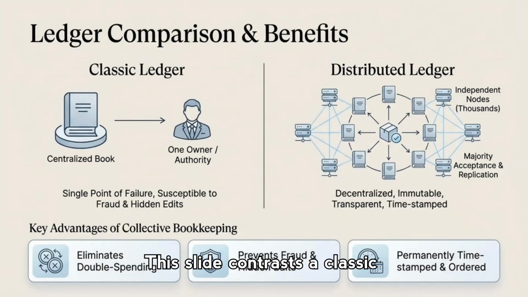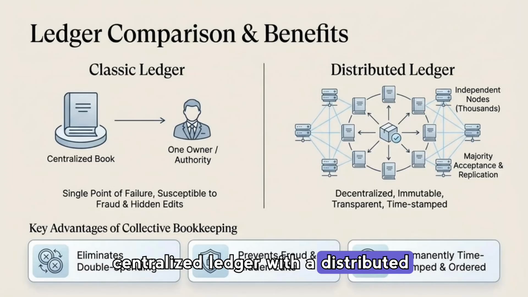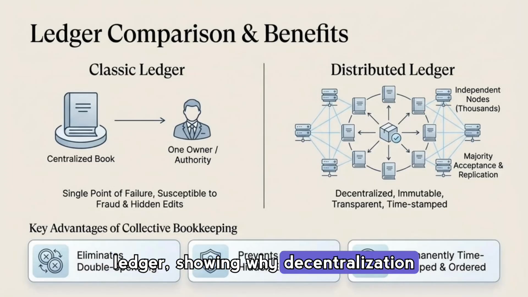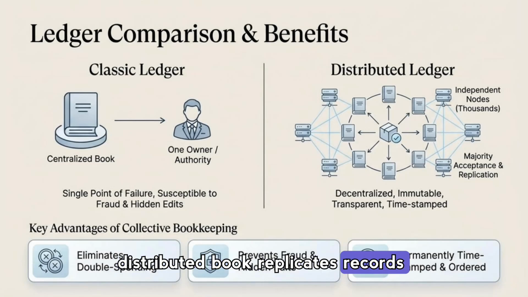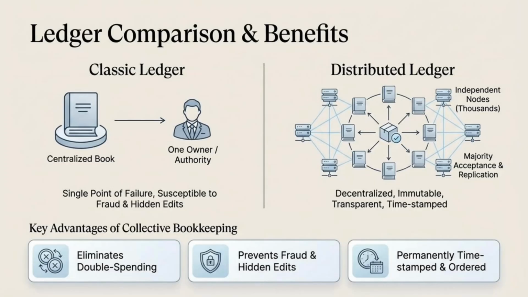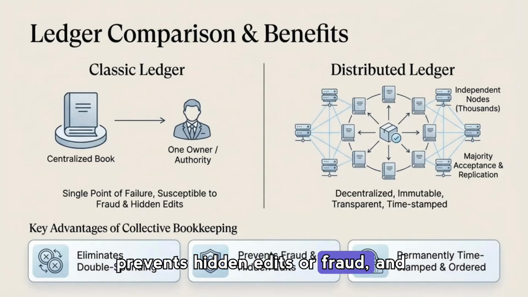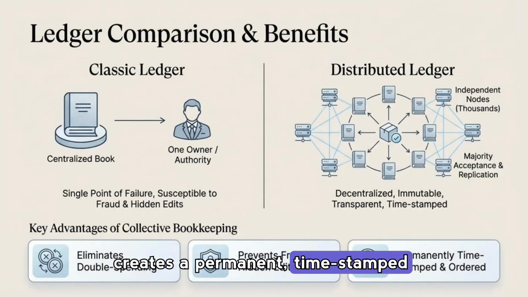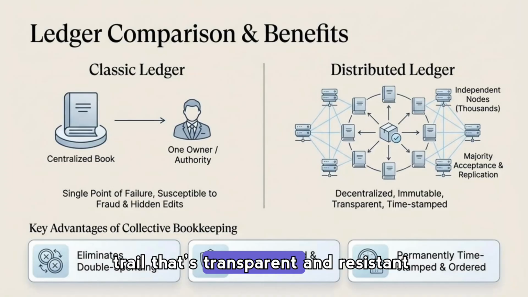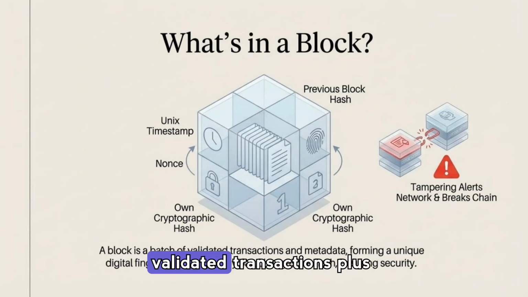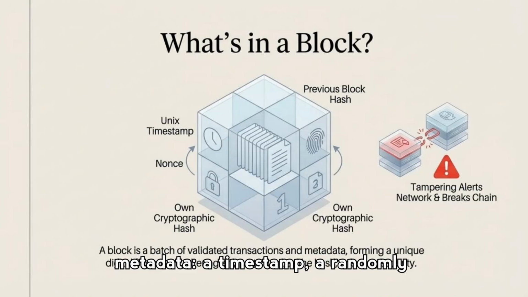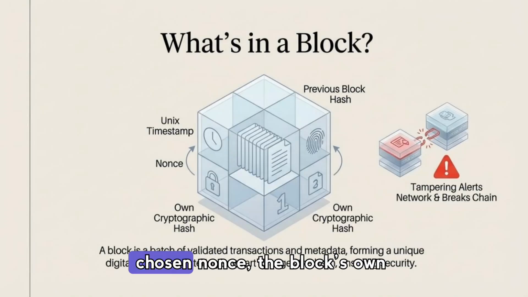This slide contrasts a classic centralized ledger with a distributed ledger, showing why decentralization matters. A single owner creates a single point of failure, while a distributed book replicates records across many nodes. That replication eliminates double spending, prevents hidden edits or fraud, and creates a permanent timestamp trail that's transparent and resistant to unilateral tampering.